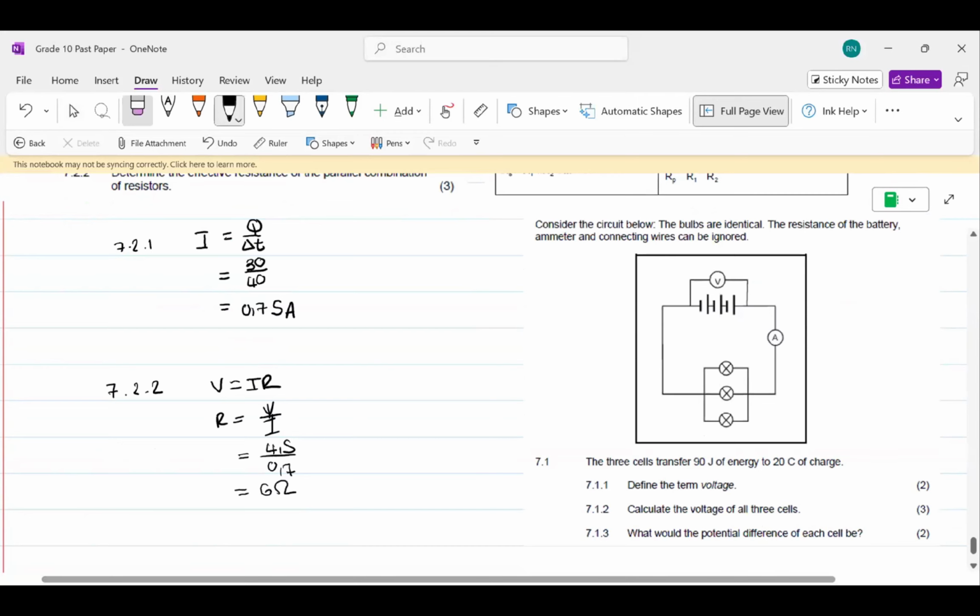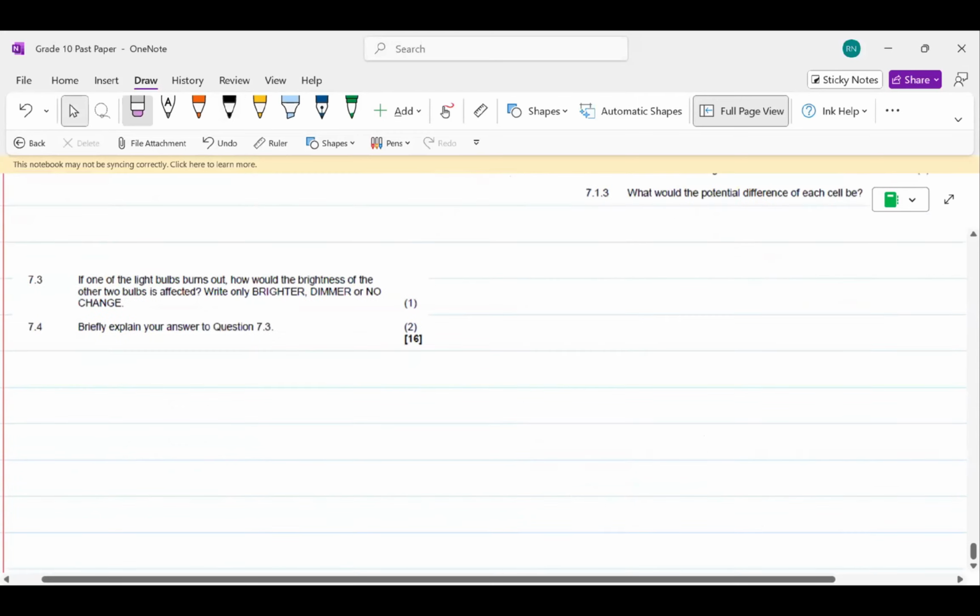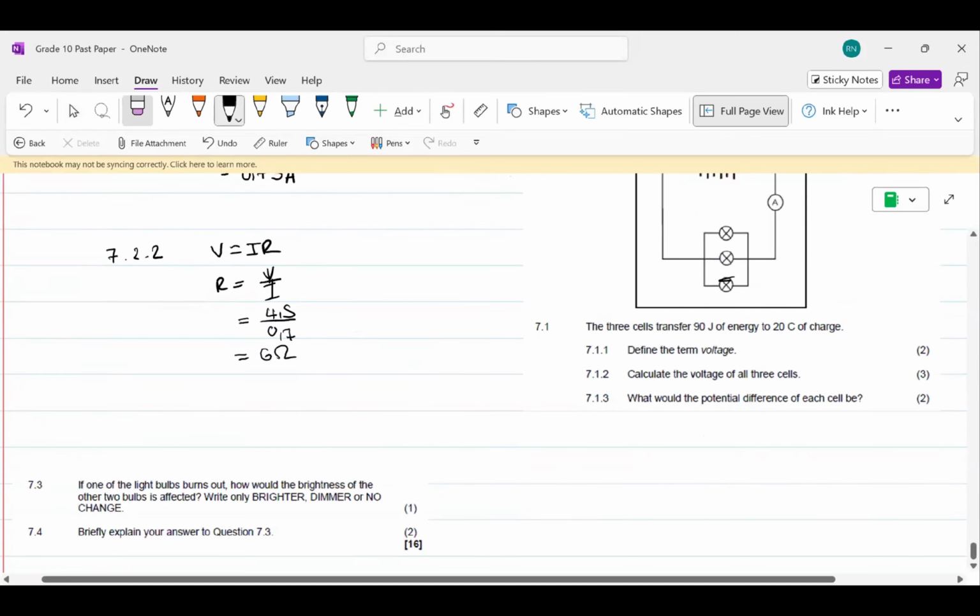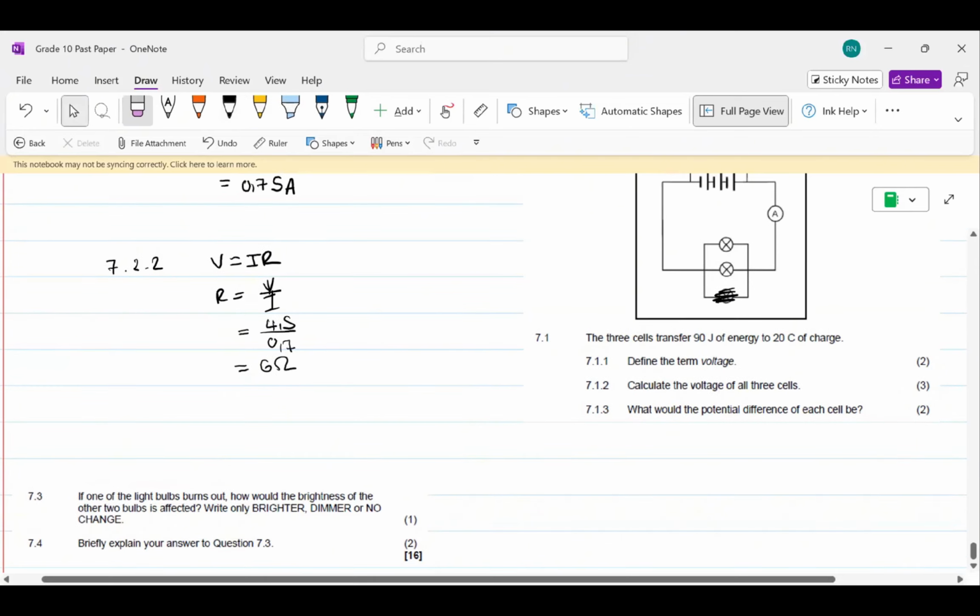Okay. And then the last question is, if one of the light bulbs burns out, so if this goes out, how would the brightness of the other two bulbs be affected? Would they be brighter, dimmer, or no change? They would be dimmer. The effective resistance will increase, but the total current will remain the same. So that will result in our bulbs glowing dimmer.